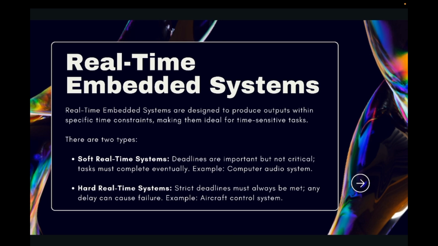If you take the types, there are two types: soft real-time systems and hard real-time systems. Deadlines are important but not critical. This is for soft real-time systems. Tasks must complete eventually, even if you are not meeting a deadline. Example, a computer audio system. Now, hard real-time systems. Strict deadlines must always be met. Any delay can cause failure. Example, an aircraft control system, crucial for life saving.